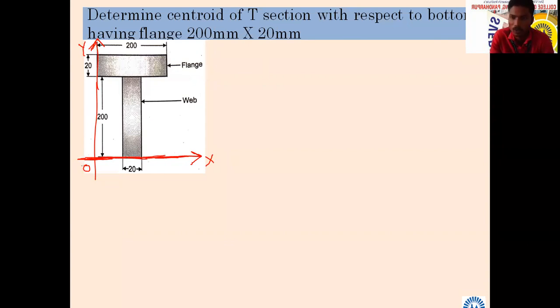What care do we have to take while locating the reference axis? That object should come in which quadrant? Where should the object come? First quadrant. By looking at that, we should locate the reference axis. We have located that. Now I will write here in B1.